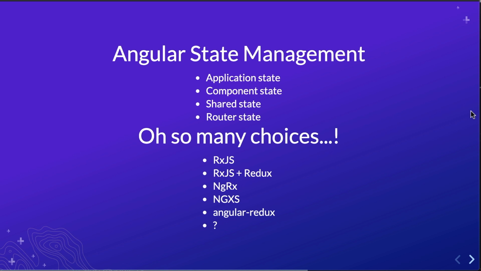There are many different aspects to state within an Angular application, including the application state, the component state, the shared state, the router state. But really what we're focused on here in the examples I'm going to be showing is the state of the map component. And there are many, many different choices for how you go about doing this. And there are no wrong answers.